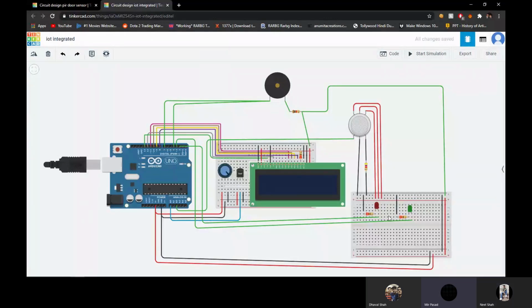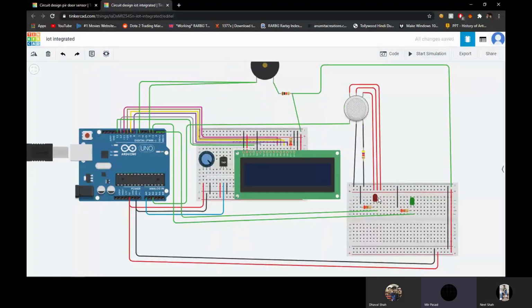And we have a buzzer that will give an alert, connected to the 7th pin on the Arduino. The positive pin is connected to the 7th pin on the Arduino, and the negative pin is connected to the ground pin on the breadboard. We have also attached two LEDs, a green and a red LED. The red LED is connected to the second pin on the Arduino, and the green LED is connected to the third pin on the Arduino.